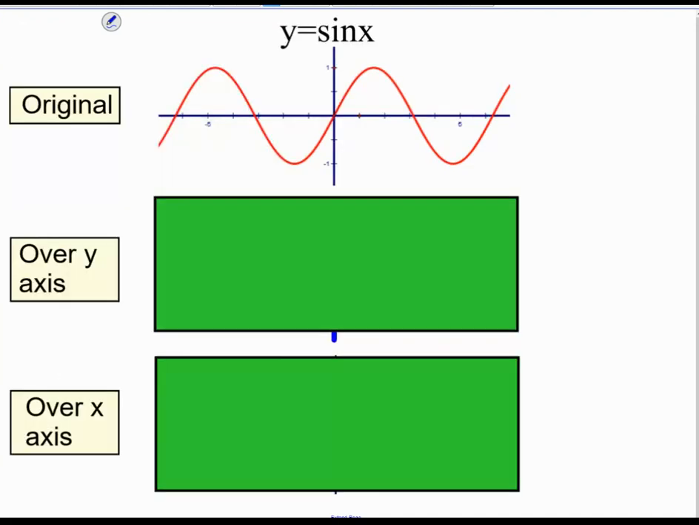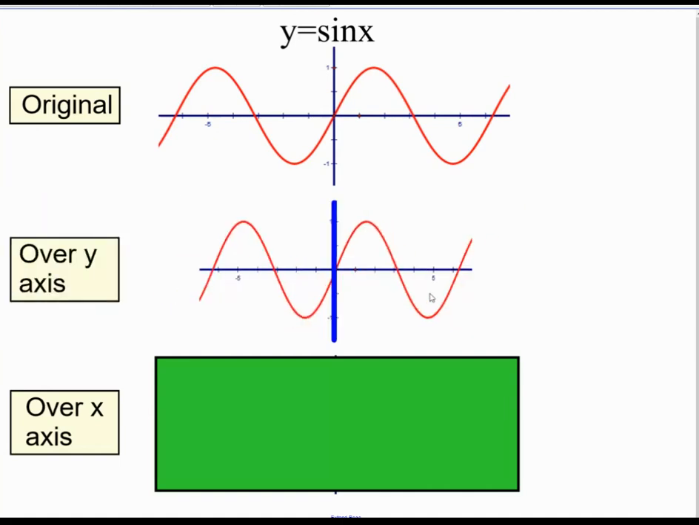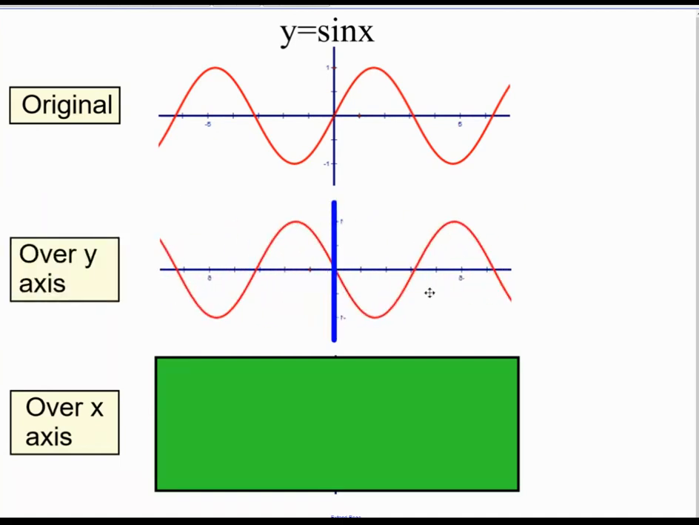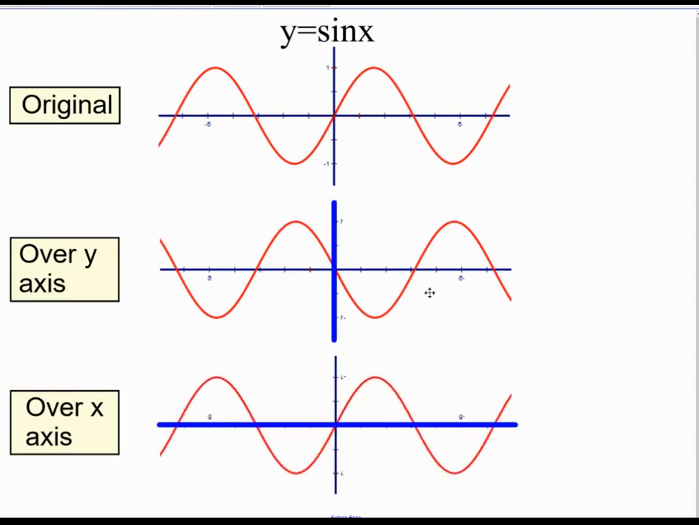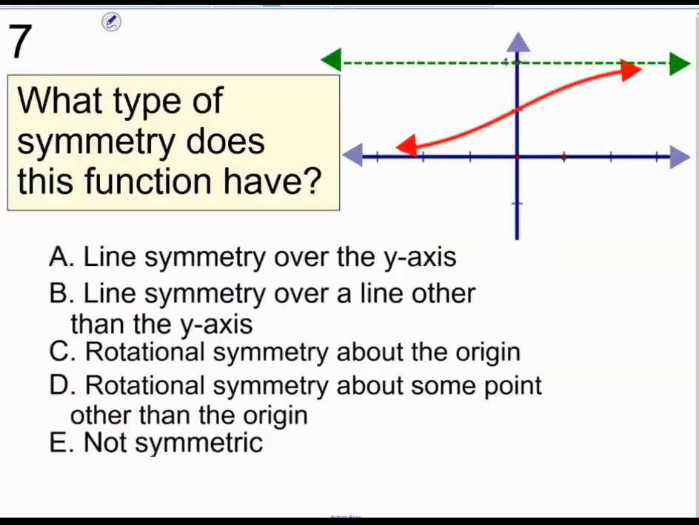Let's do it with the double reflection. If we reflect it over the y-axis, we get a totally different looking function. But if we take that result and reflect it over the x-axis, it comes back to the original function. That is nice. This is kind of a unique function. It is rotational about that point, but it's not the origin. And so the answer to that is D.